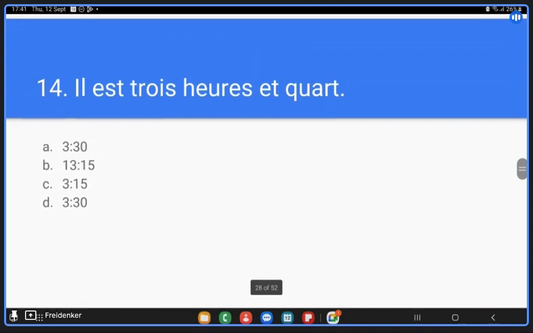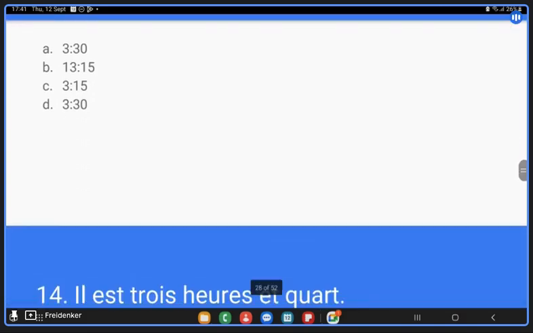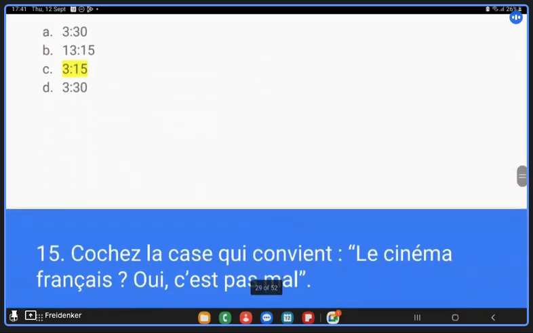Il est 3 heures et quart. Oh, a lot of time questions. It is 3 hours and a quarter, so basically 15 minutes. It is 3 hours and 15, so 3:15. C, no? Nice. It will be option C.